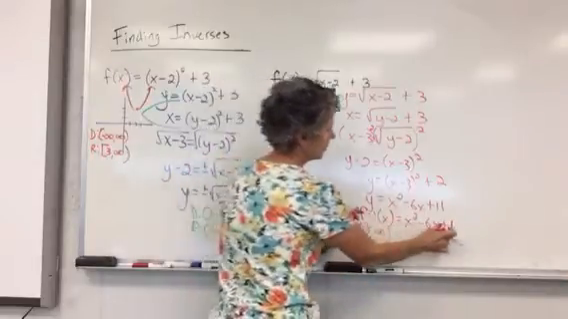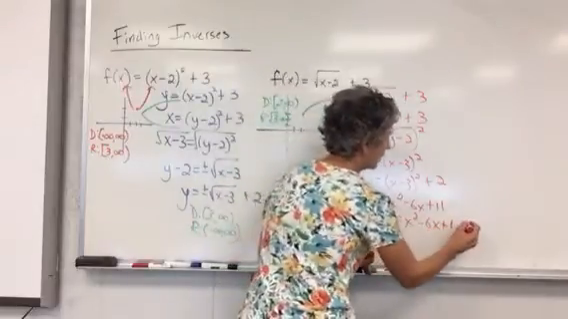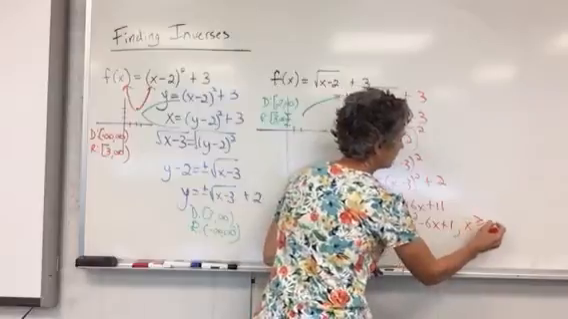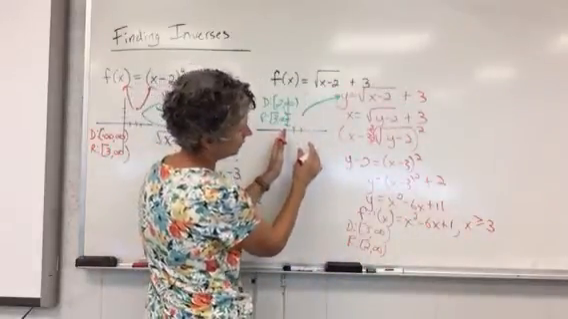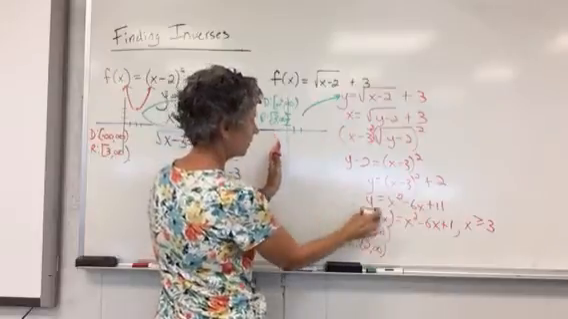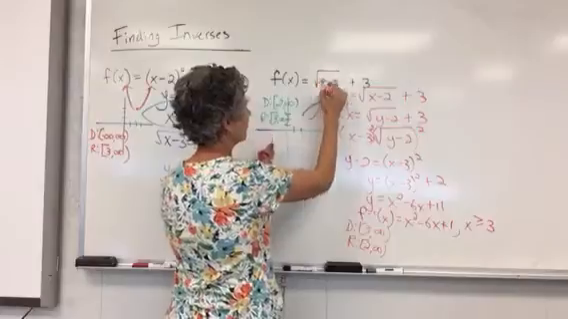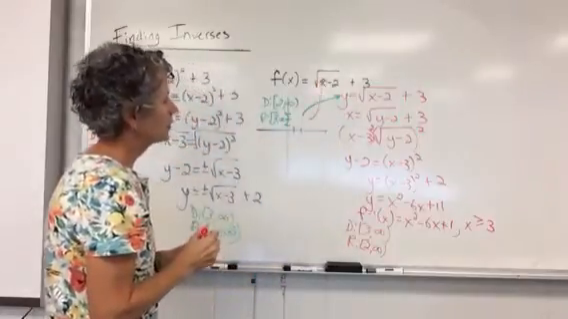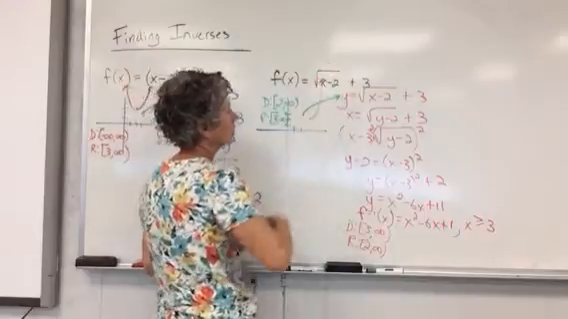Which means we have to restrict this graph back here. So this would be this parabola, but x has to be greater than or equal to 3, because we're only going to have this part of it. To the right 3 and up 2, but only this part of it we have in that graph. So that's something you have to watch out for when you're doing the inverse of a square root.